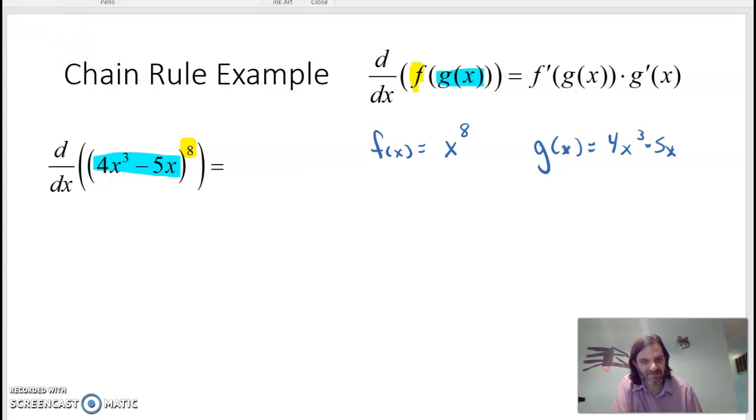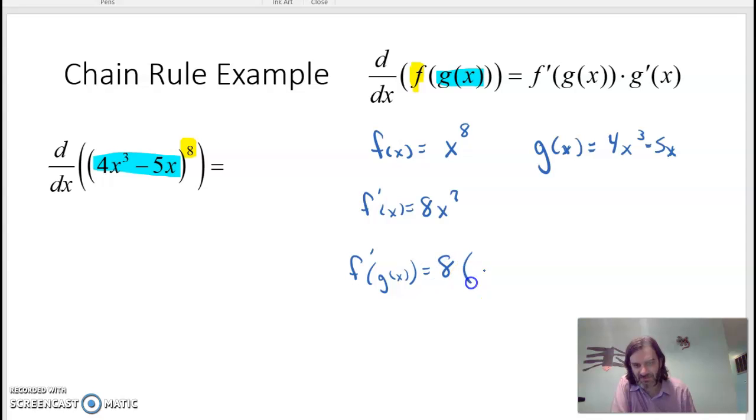So I need some derivatives now. Okay, I need the derivative of f. Very simple. Derivative of x to the 8th is 8x to the 7th, and then I need to plug g in to that derivative. So it'll be 8 placeholder to the 7th, and what's going in that placeholder is 4x cubed minus 5x, or as we better know it as g. Plugging that g in.